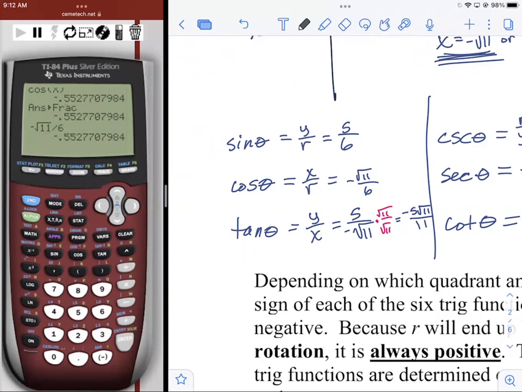And since we're here, you might as well check the last one. What's tangent of x? Tangent of x. It's negative 1.507. And what is 5 divided by negative square root of 11? Same thing. Got it. We did it. Yeah, sweet. Pretty cool, right?